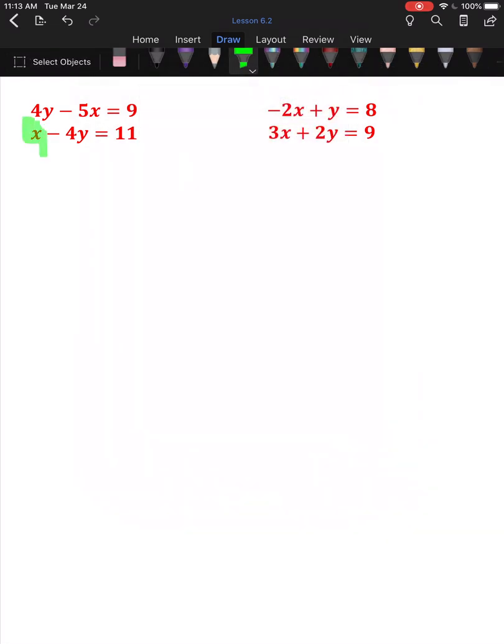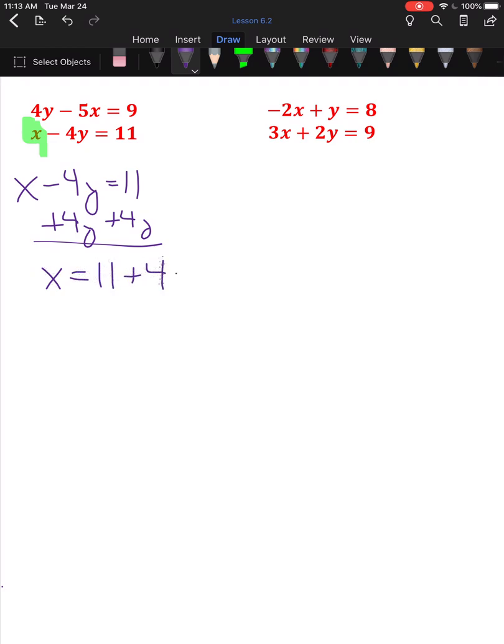This x is by itself. And when I say by itself, I mean it has a coefficient of 1. So I'm going to take the second equation, x minus 4y equals 11. I'm going to solve it for x, which means I'm going to add 4y to each side. I'm going to have x is equal to 11 plus 4y.